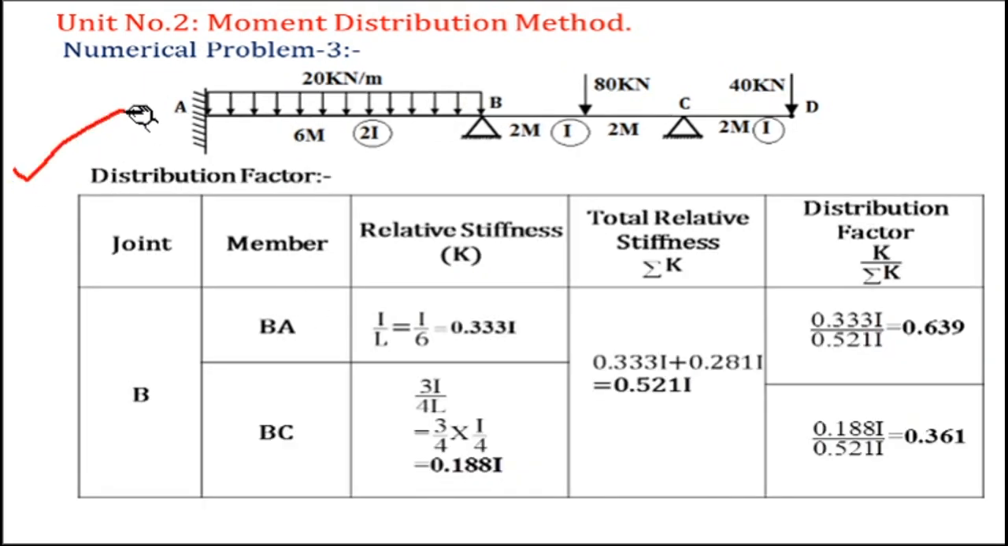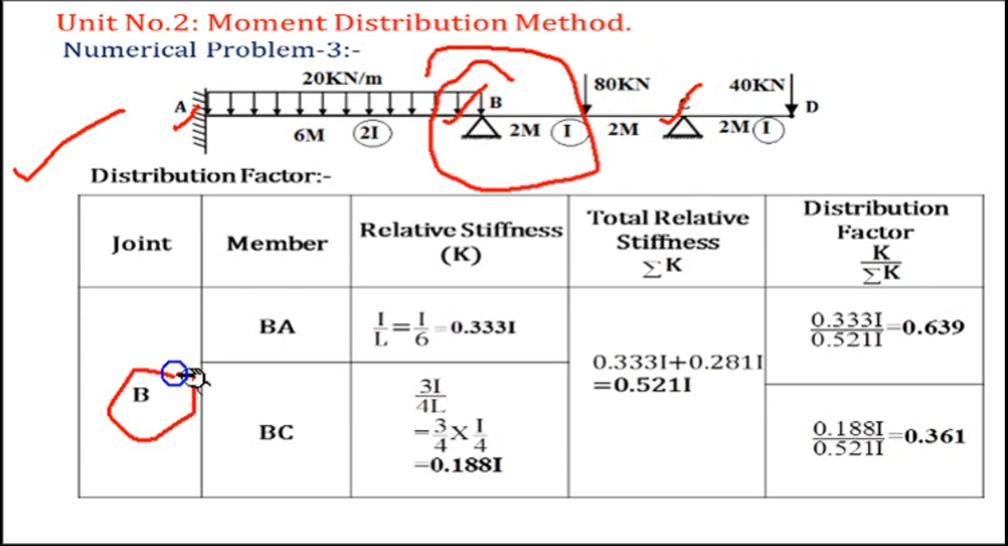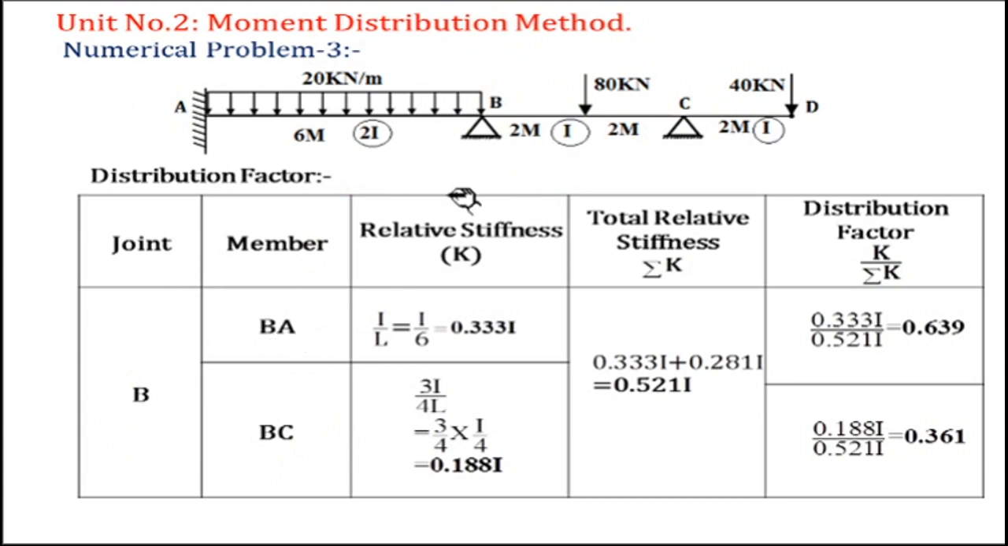Now find out distribution factor. To find out distribution factor, we have to consider the internal joint. So how many supports or joints are there? A support, B support, and C support. Three supports are there. Intermediate joint is B. So write down intermediate joint B. Members connected to B are BA and BC. Relative stiffness for each member. Now let's first find out the BA member. For the BA member, far end is fixed. So relative stiffness is I by L, so I is 2I.